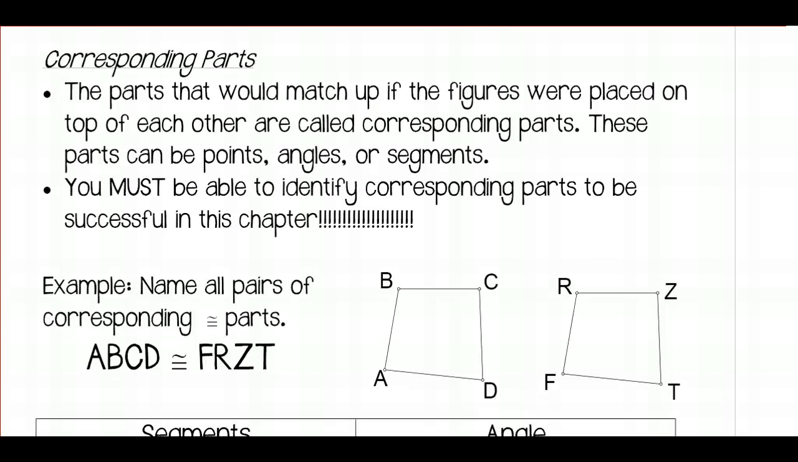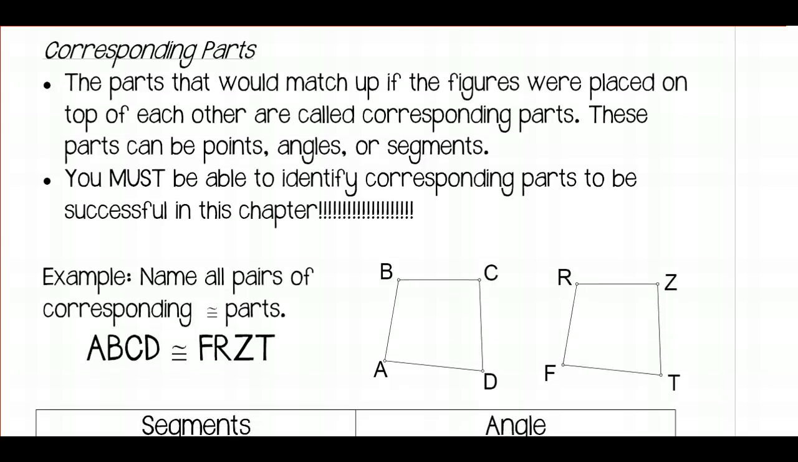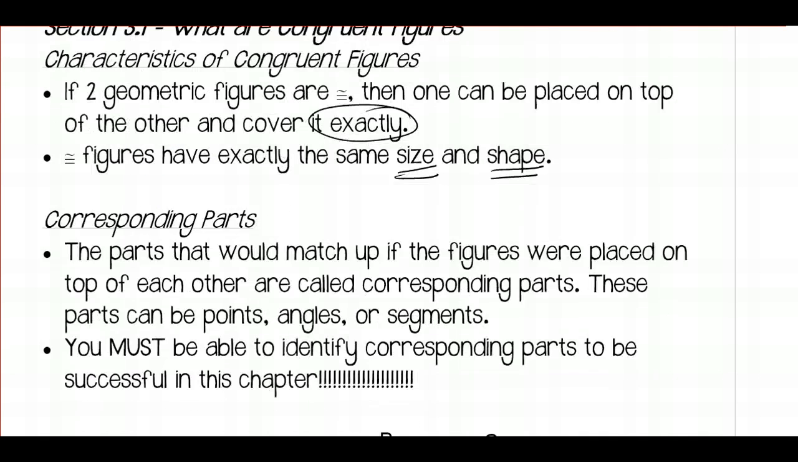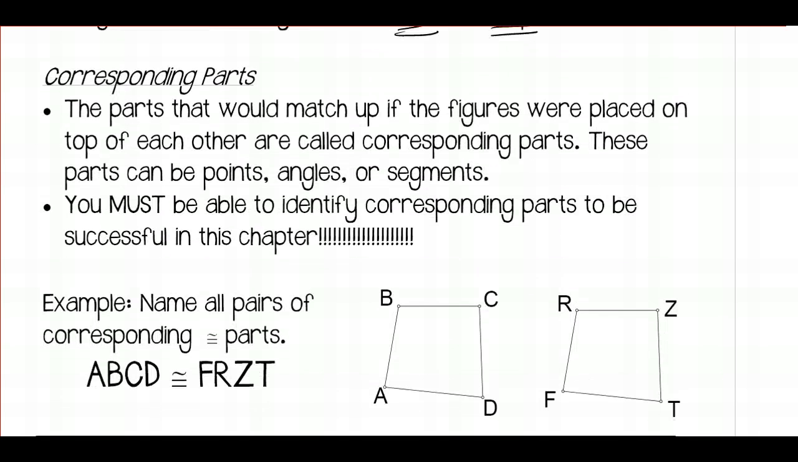And then dealing specifically with congruent figures, those parts that match up, so the same size and shape, when we cover them exactly, the parts that lie on top of one another, those would be called corresponding parts. Okay, the parts that would match up if the figures were placed on top of each other. These can be points, they can be angles, they can be segments.